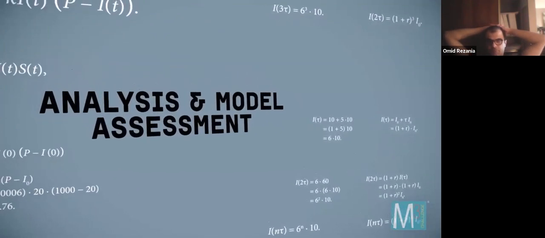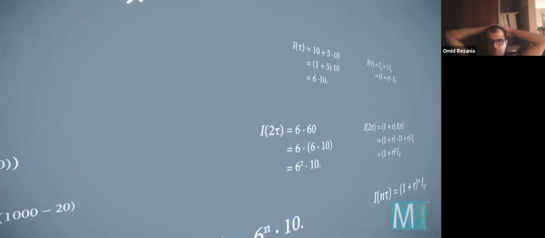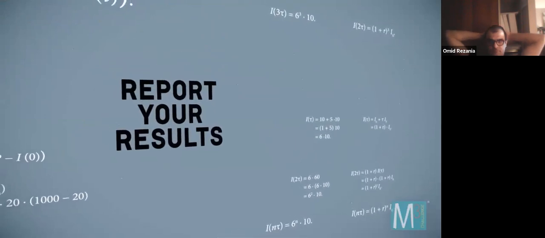Ask yourself, what can I learn from my model? Does it answer the original question? Does the answer make sense? The analysis is essentially looking at your data and showing how your data correlates with the hypothesis that you're giving. Finally, you'll report your results. Modeling is more than just math. It's what assumptions we made, how we came up with those assumptions, and the justifications.